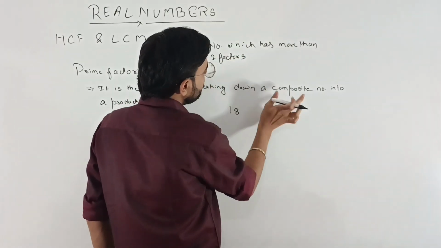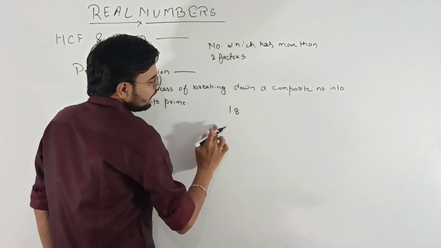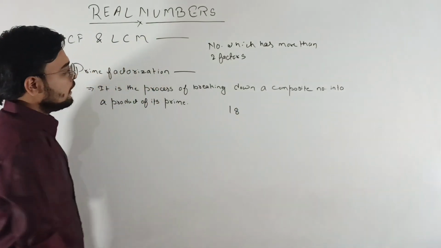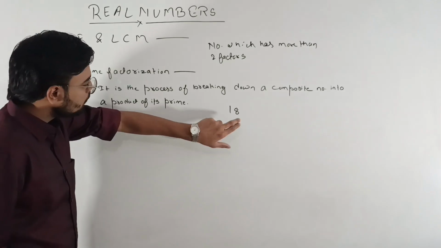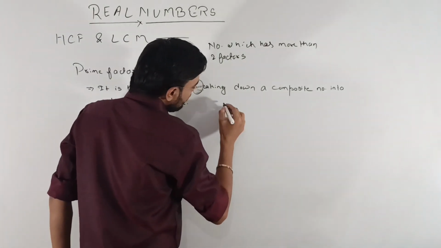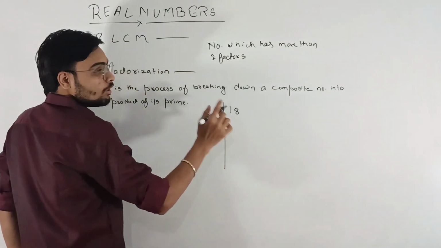Then we say this number is a composite number. 18 has more than two factors, so it is a composite number. In prime factorization, we break this composite number into its product of primes, which means we have to divide this 18 by only prime numbers.